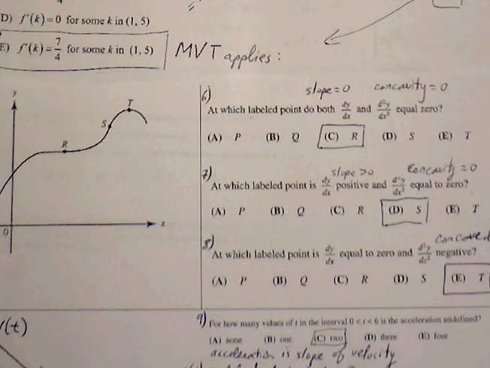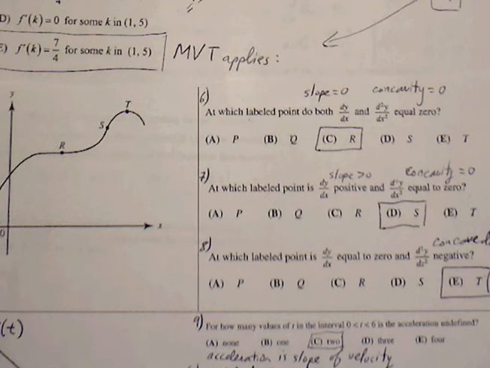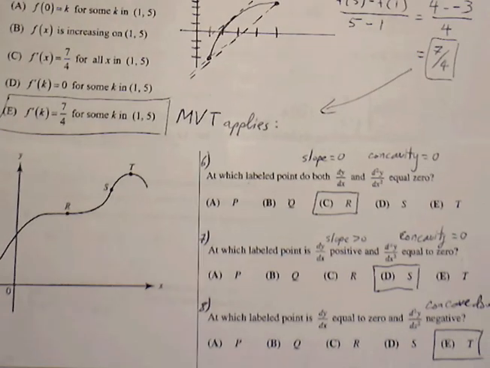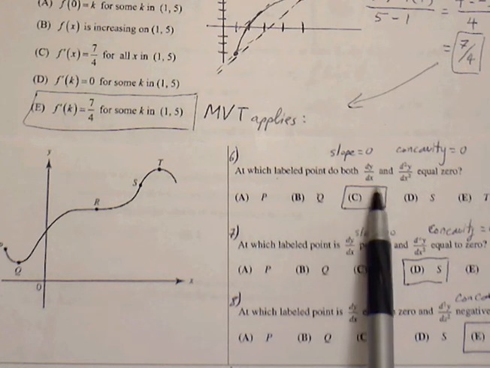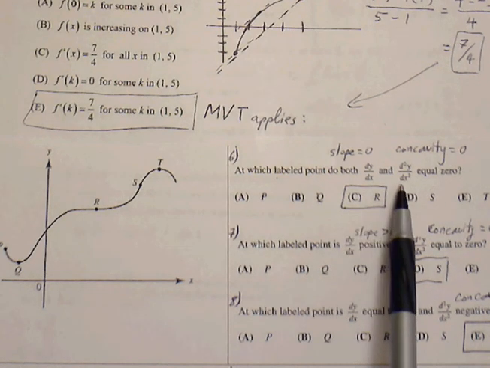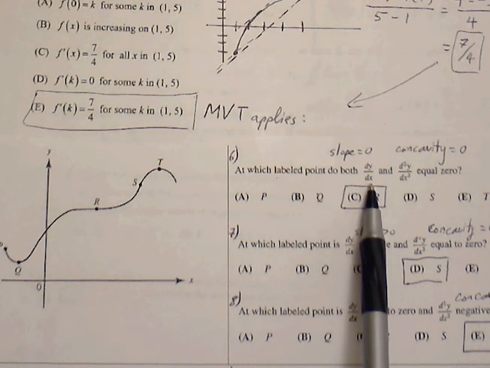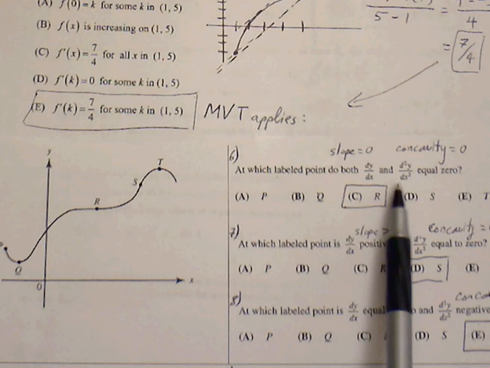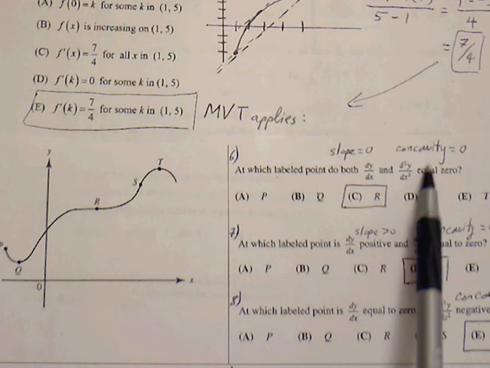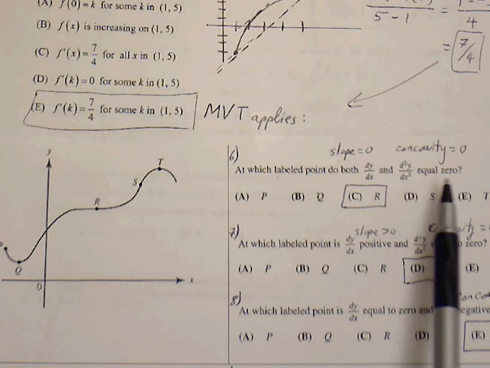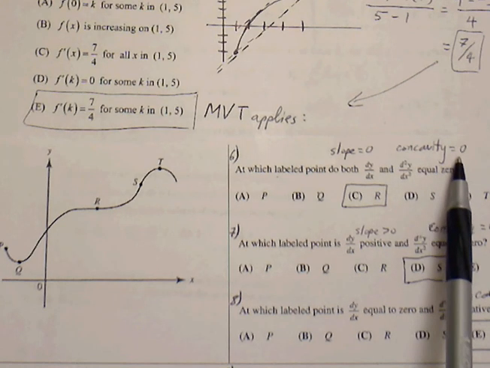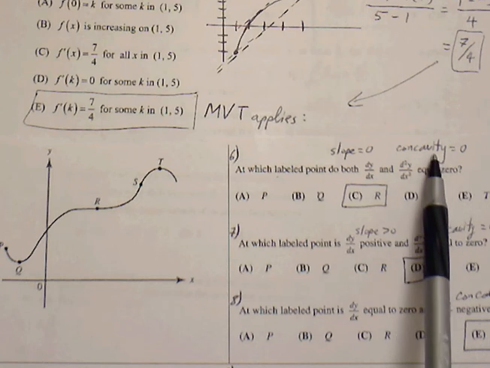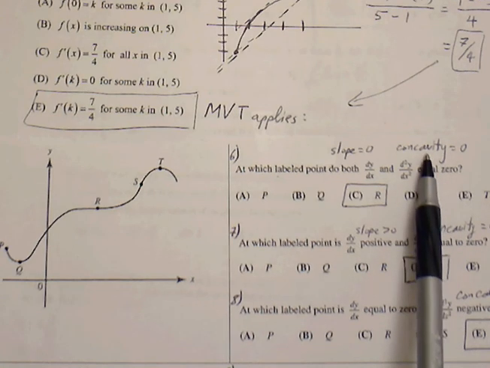Okay, 6, 7, and 8 refer to the graph on the left. At which point do both dy/dx and d2y/dx2 equal 0? This refers to the slope. Okay, this refers to concavity, right? This is the notation for the second derivative. So where is the graph going to have concavity of 0? In other words, where the graph is neither concave up nor concave down, and where the slope is 0.